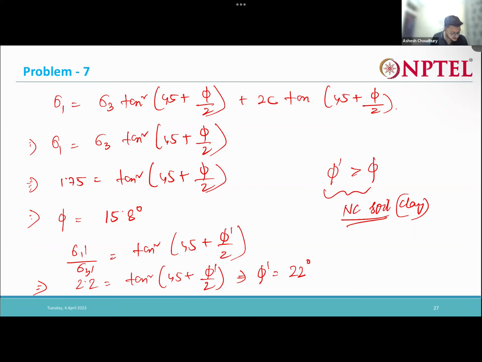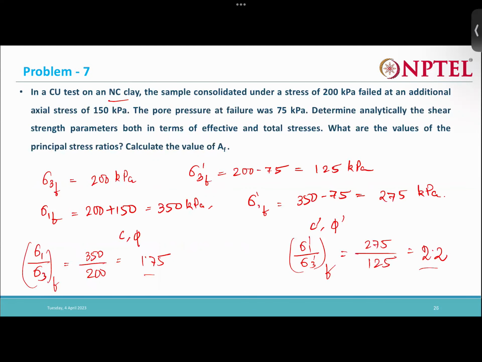Now, there is the second part of this problem. What was the second part? Calculate the value of AF. It is the value of my pore pressure parameter A at failure, right?